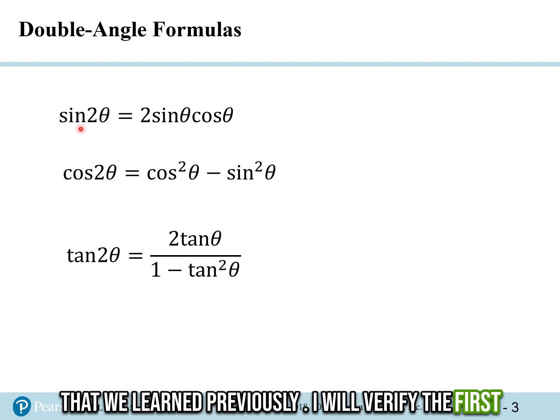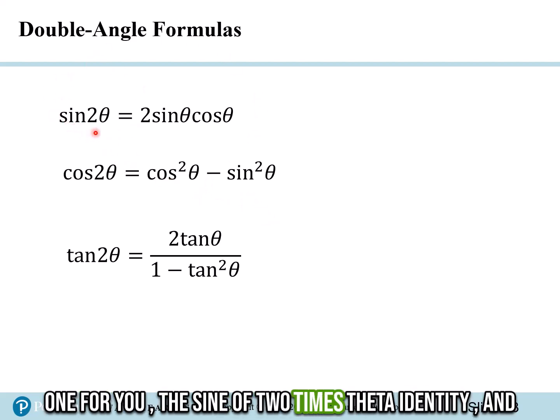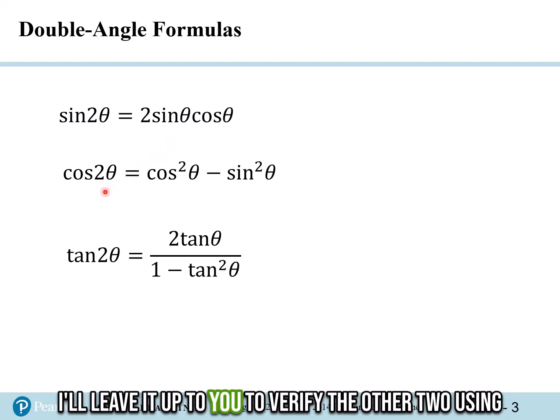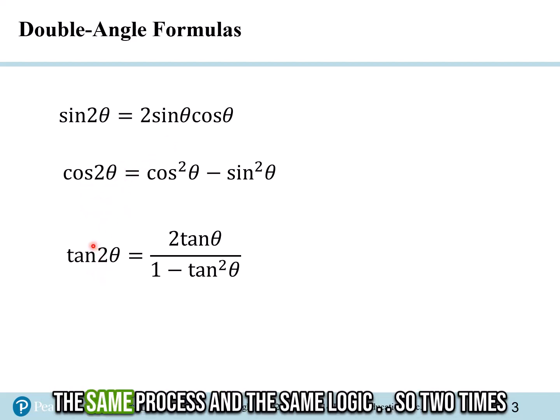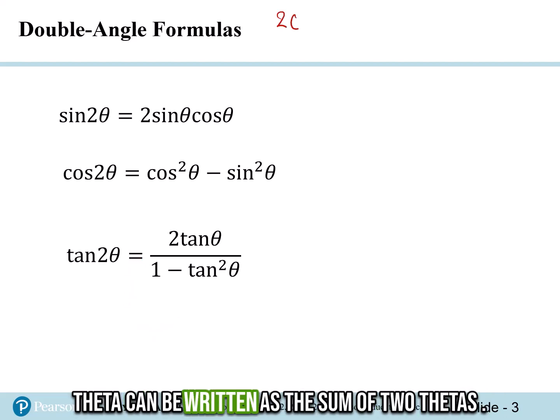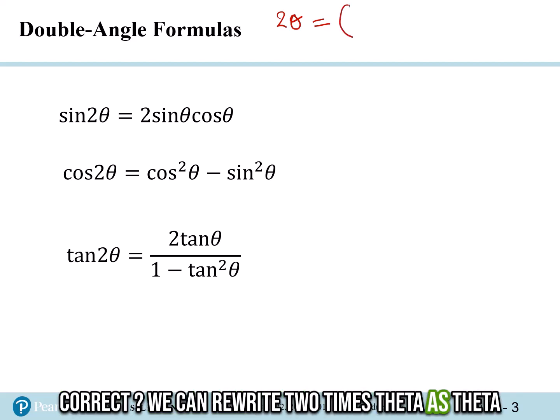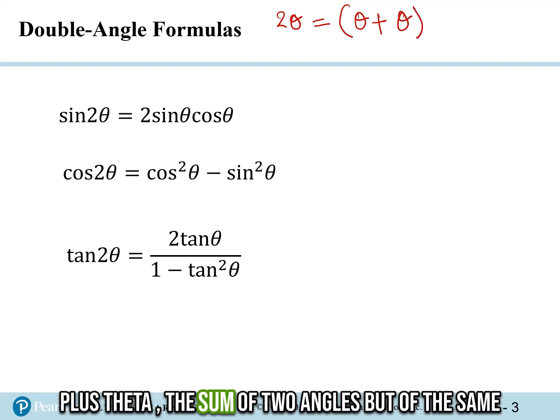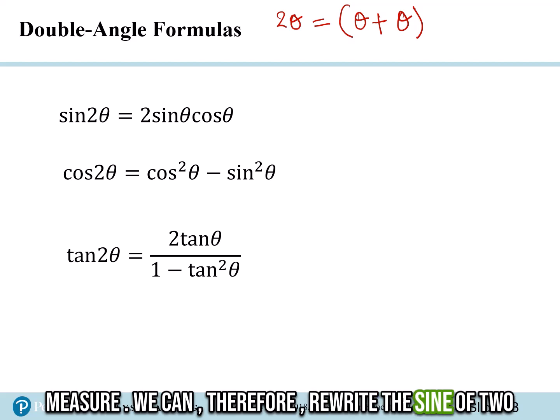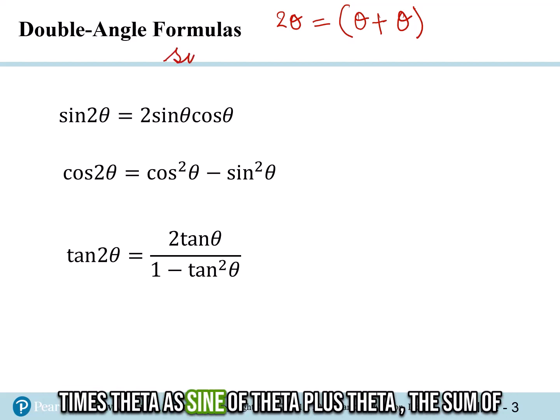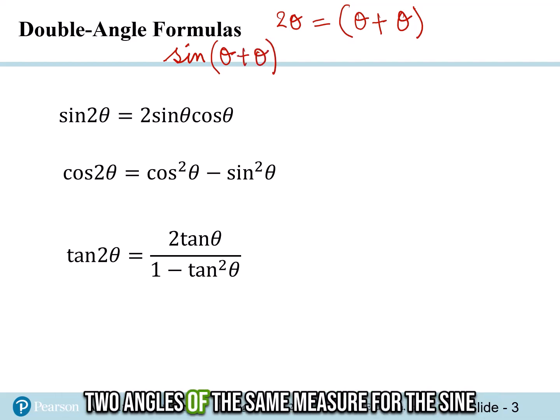I will verify the first one for you, the sine of 2 times theta identity, and I'll leave it up to you to verify the other two using the same process and the same logic. So 2 times theta can be written as the sum of two thetas, correct? We can rewrite 2 times theta as theta plus theta, the sum of two angles but of the same measure. We can therefore rewrite this sine of 2 times theta as sine of theta plus theta, the sum of two angles of the same measure for the sine function.